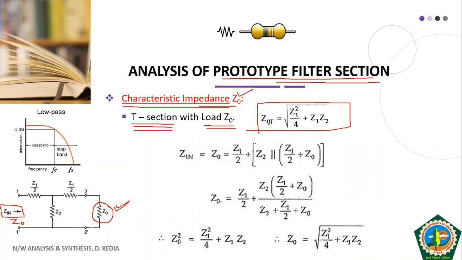So Z naught is the characteristic impedance, T means for T section. If we had a pi section here, then we would have written Z naught pi. Okay, let us see how this expression has come. It is very, very simple. So we have already seen the structure. Let me go back.